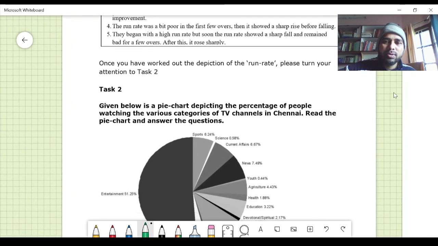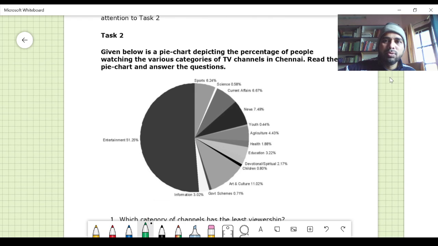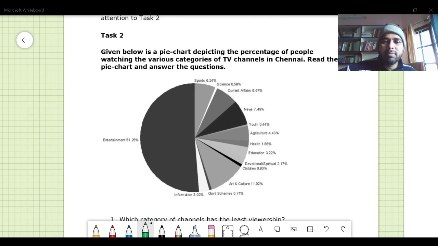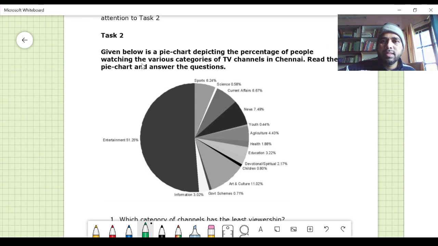So here is the next task too. It is a pie chart depicting the percentage of people watching the various categories of TV channels in Chennai. Read the pie chart and answer the question. Okay, what is meant by a pie chart?